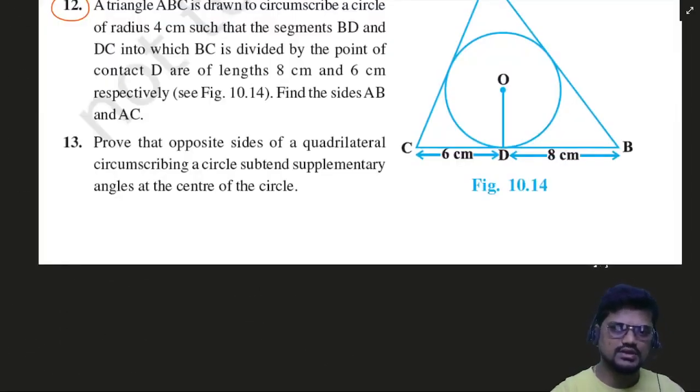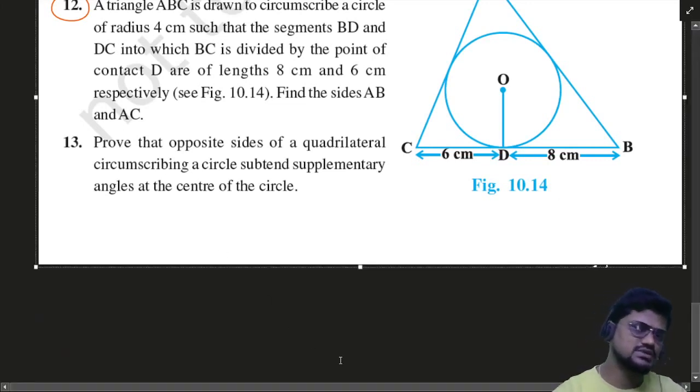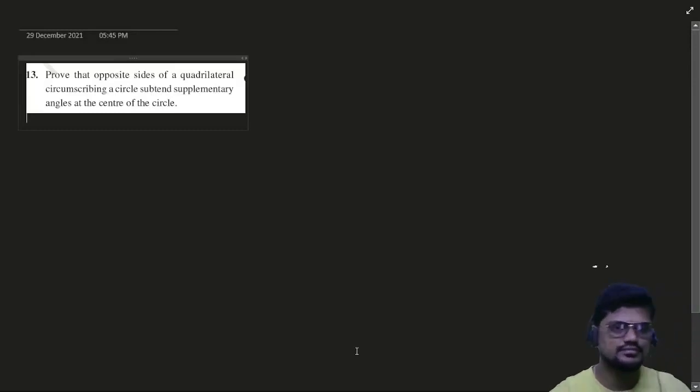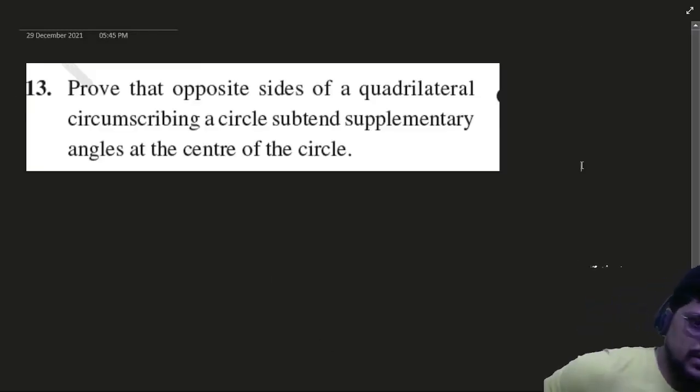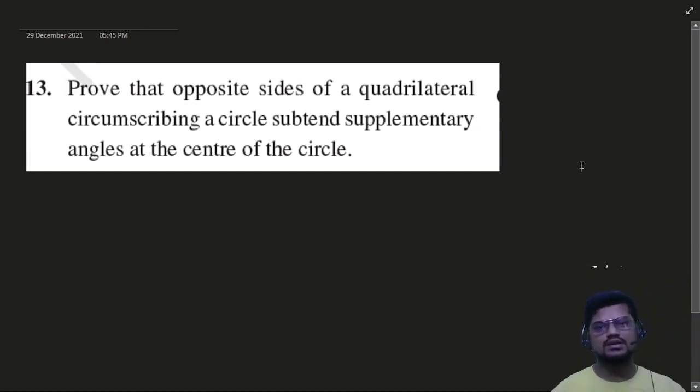Now, the next question is the last question of your chapter, that is circles. Prove that the opposite sides of a quadrilateral circumscribing a circle subtend supplementary angles at the center of the circle.